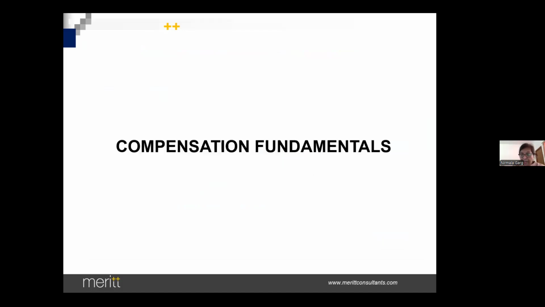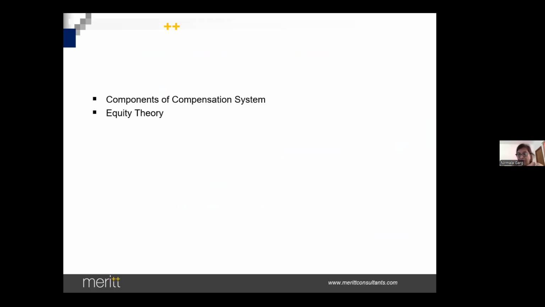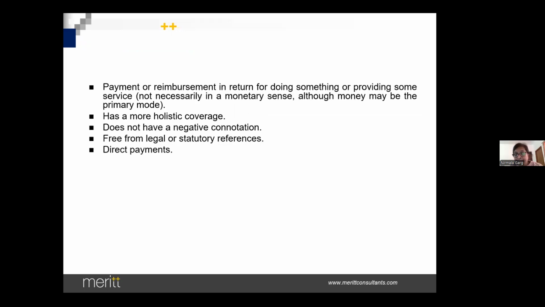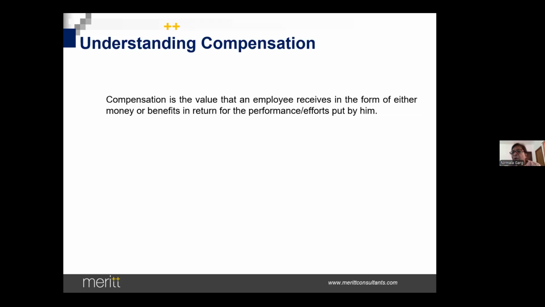ECR. Having said that, before we get into the job evaluation part, let us understand some of the components of a compensation system. When we talk about compensation, what word comes to your mind? Bonuses. Yeah. So typically, compensation is what we get, value. It could be monetary or non-monetary, a return from the employer for the effort we have put in.